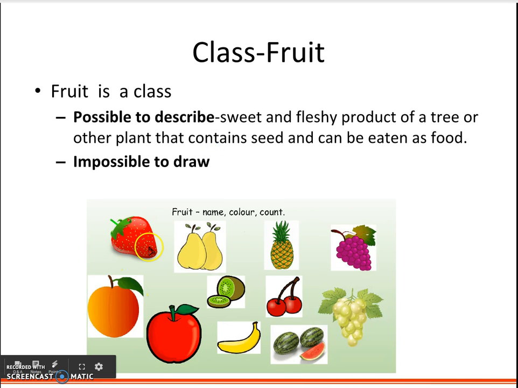So fruit. All the fruits have name, color, count, seeds. So a lot of properties are common to all the fruits. Fruit is a class, and individual fruits like orange, apple, banana, watermelon are the objects of the fruit class.